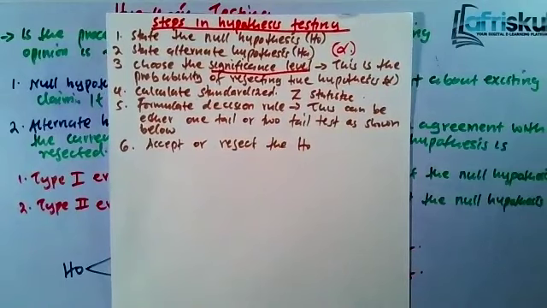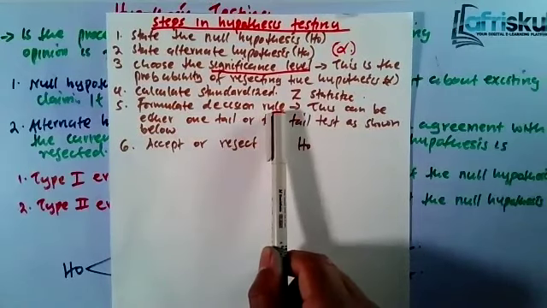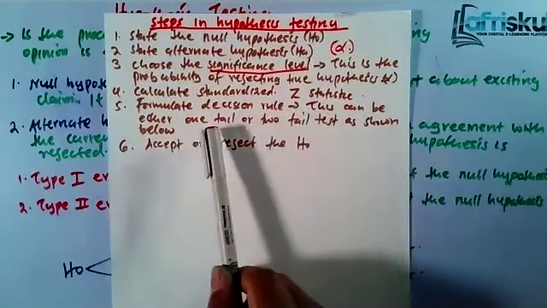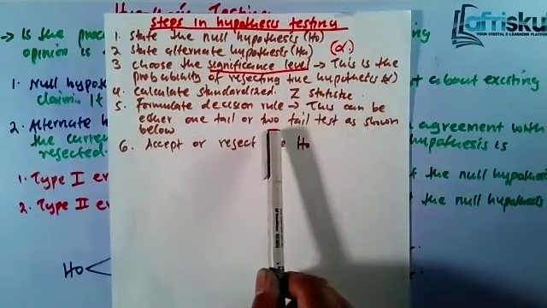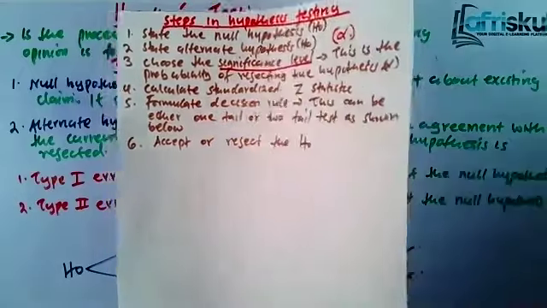So let's go to step number 5. We said that in step number 5, you are formulating a decision rule. And when formulating a decision rule, it can either be a one tail test or a two tail test. How do we differentiate between a one tail test and a two tail test? The difference is that a two tail test has two tails, and a one tail test has one tail.